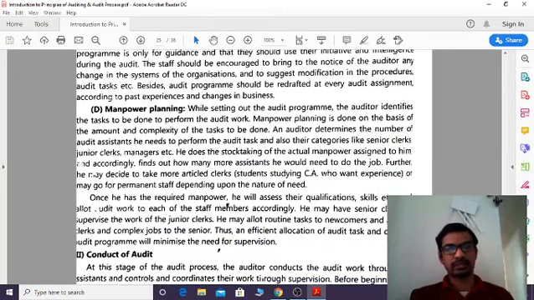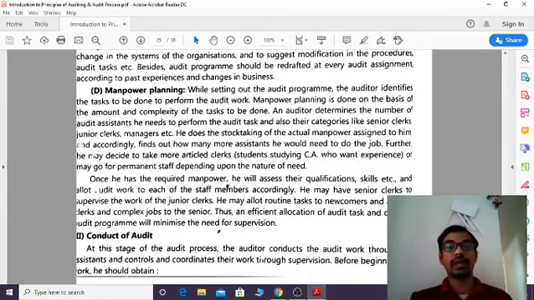After the audit program is prepared, the last step under planning is what? Manpower planning. Manpower planning means what? Already I told you that the auditor recruits clerks and assistants to do the various jobs of the audit work. Therefore, under manpower planning, the auditor has to identify how many clerks and how many assistants are required to do the job of the audit. That is called the manpower.